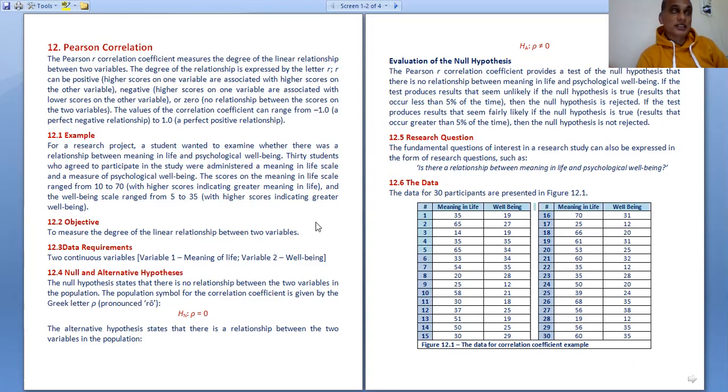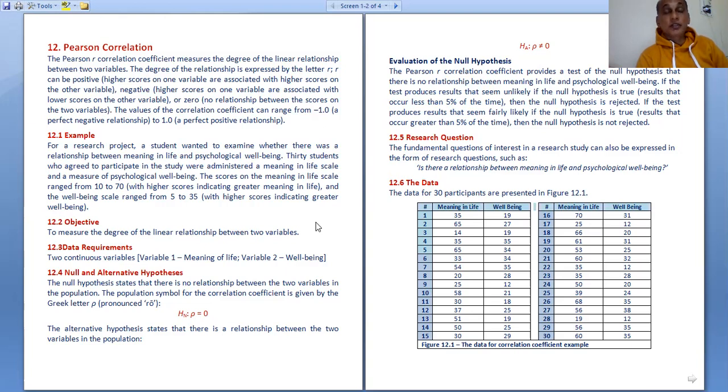Now, coming to hypothesis. We are talking of null and alternate hypothesis here. The null hypothesis will always say that rho is equal to 0. This means that there is no correlation between the two continuous variables. Rho is given by a letter quite similar to small p, a Greek alphabet, and it's pronounced as rho. So rho equal to 0 basically means that there is no correlation between the two continuous variables.